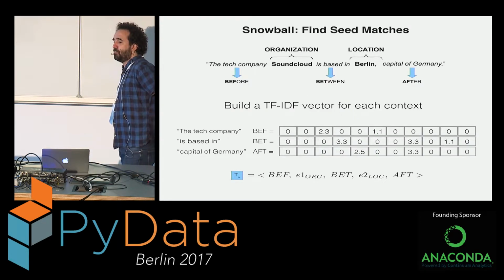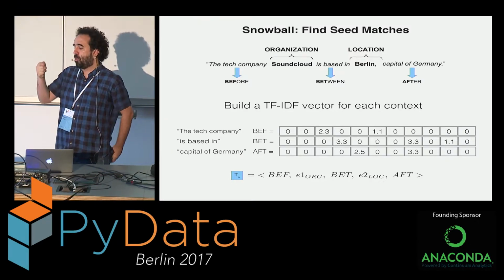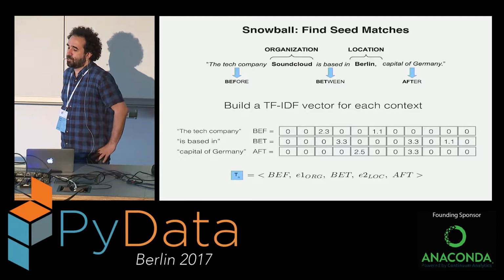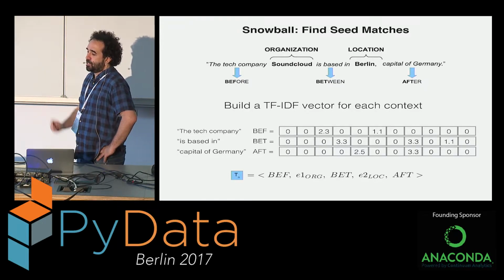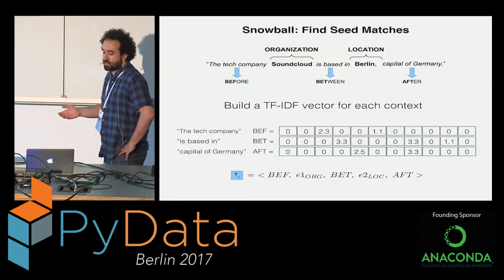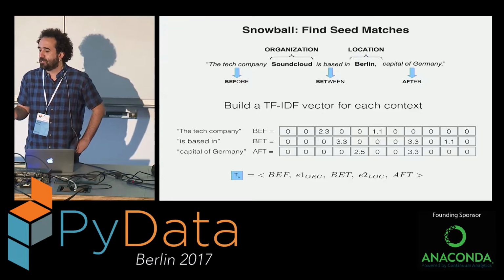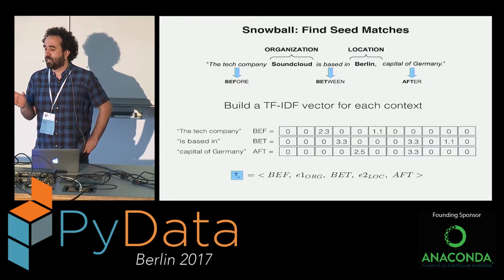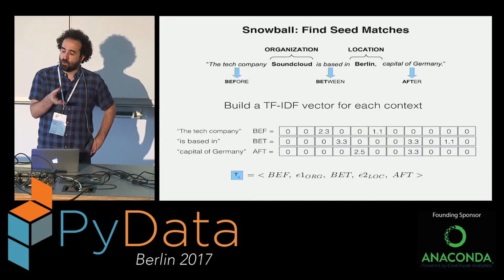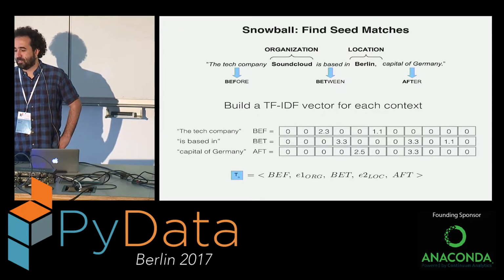Imagine that you give as a seed to the system SoundCloud and Berlin. So the system goes through all the sentences in the document collection, and imagine that it finds one sentence such as: the tech company SoundCloud is based in Berlin, capital of Germany. From this sentence, you want to capture first 3 contexts: the words before the first entity, between the 2 entities, and after the last entity.